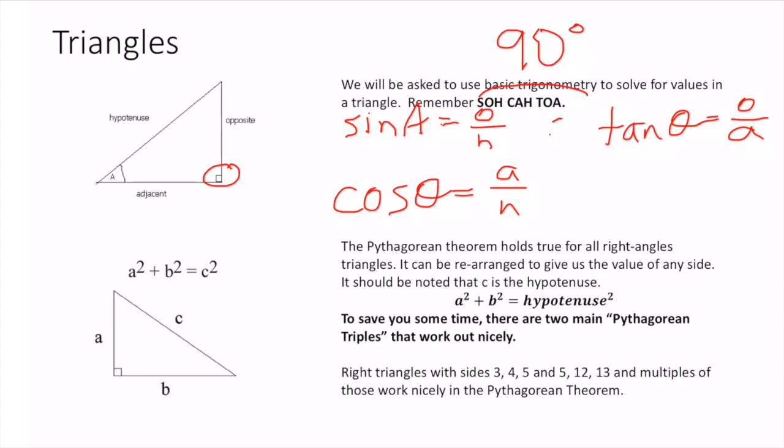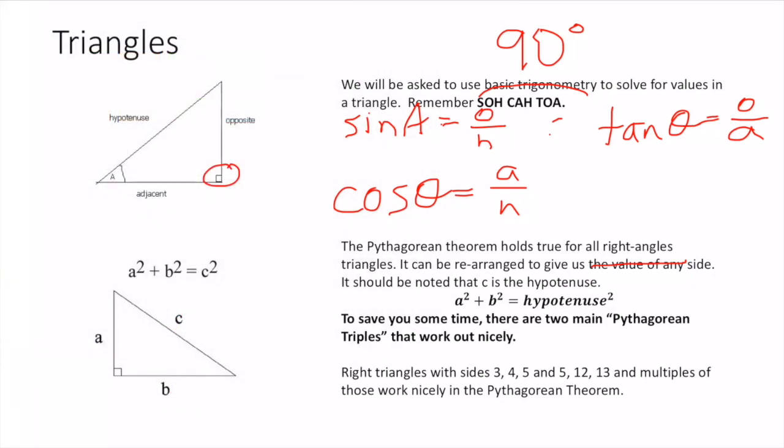And then the Pythagorean theorem. Again for right angle triangles, so for 90-degree triangles. All it is is a squared plus b squared equals c squared. So the sum of the two smaller sides squared equals the hypotenuse squared. We can always use this to help us solve triangles, but again, something we're all familiar with.